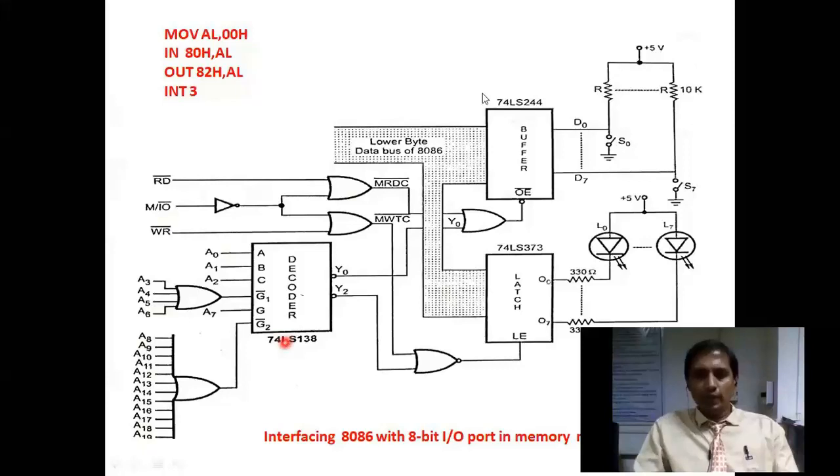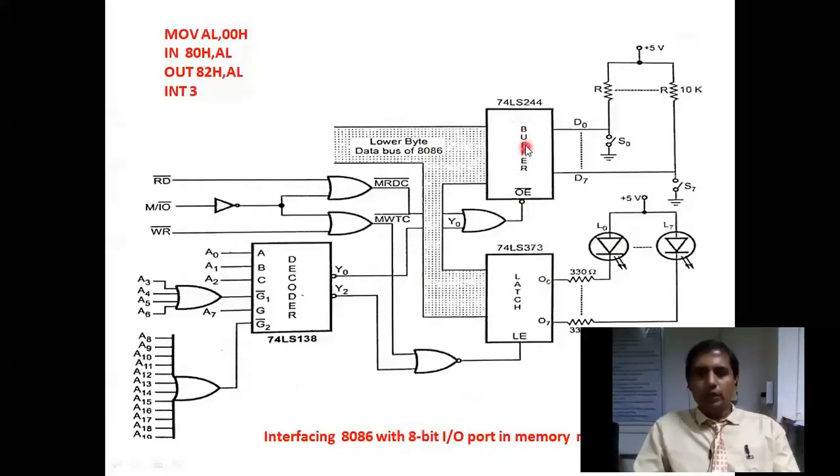The remaining part of the connection is the same as the previous slide only. Okay, here also simply the processor receives the data from the input port through the input device, and the same data is transmitted to the latch. Then according to the information that is coming to the processor, the latch will transmit information to the LEDs. Accordingly, the LEDs will glow.